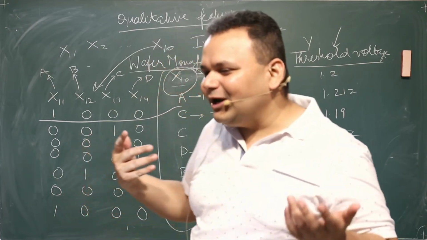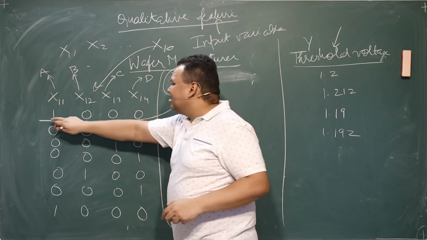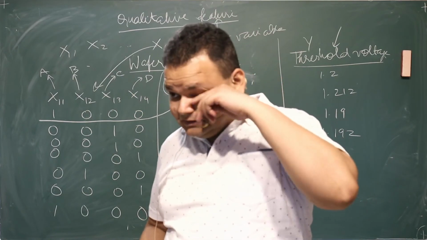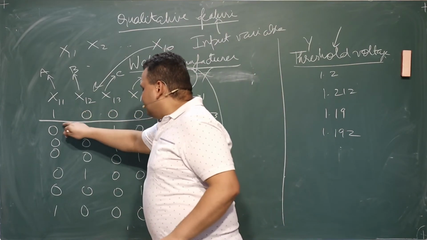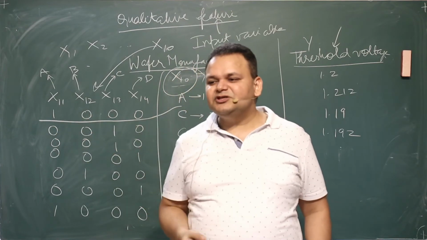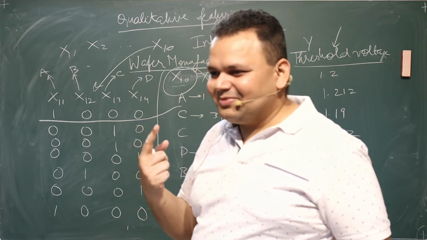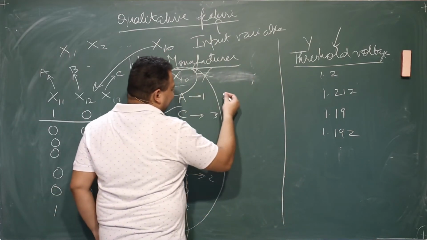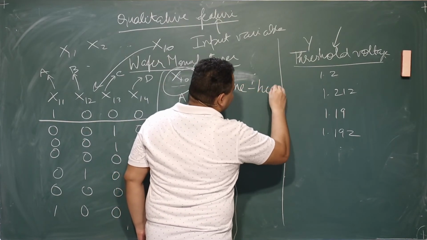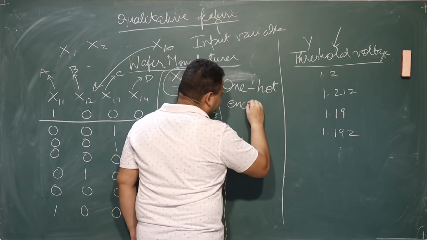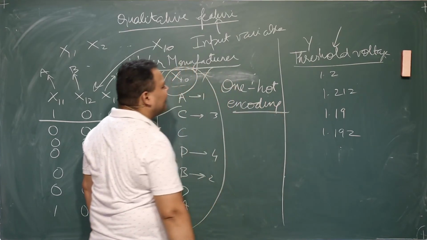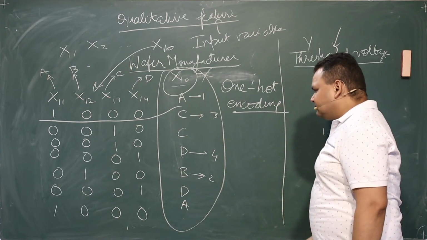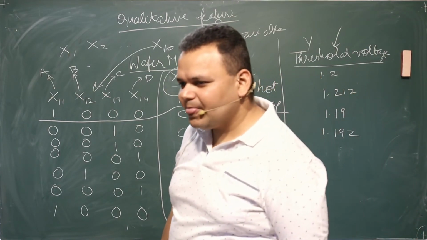Okay, but we know one thing which might be useful to us: in each of these rows, within the columns, only one of the columns is going to be present, 1. All other columns are going to be zeros. So this kind of encoding is called one hot encoding, whatever you want to call it. Only one of the columns is hot or 1. All other columns are zeros.